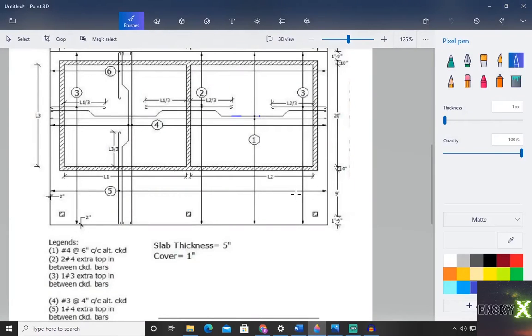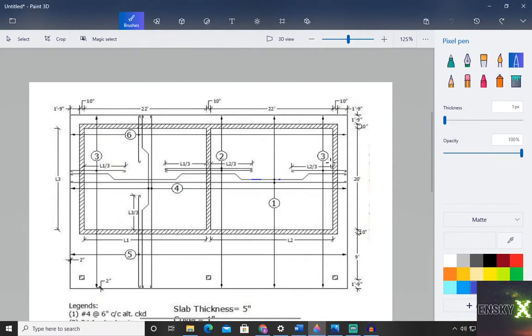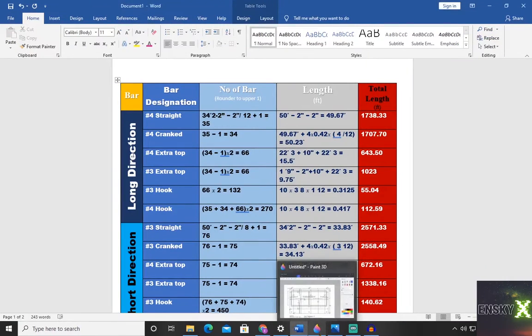We are deducting 2 inches from both sides because of spacing. From this side we are deducting 2 inches, and from this side we are deducting 2 inches. We need to do this for any design you will get in future. It works in every project, but the deduction measurement will vary from side to side, and you have to deduct the amount for spacing. After deducting it, we have to divide it by 12.